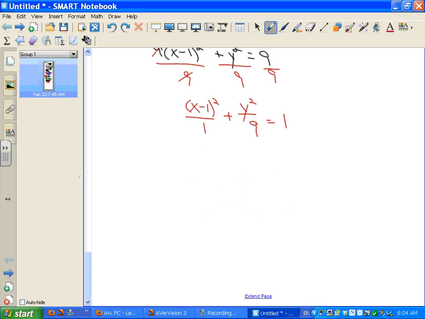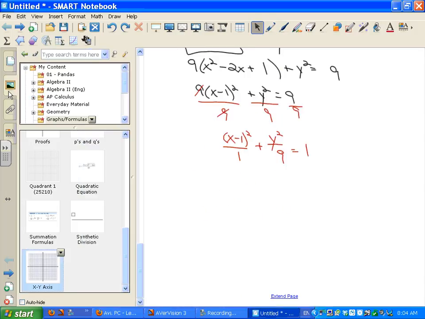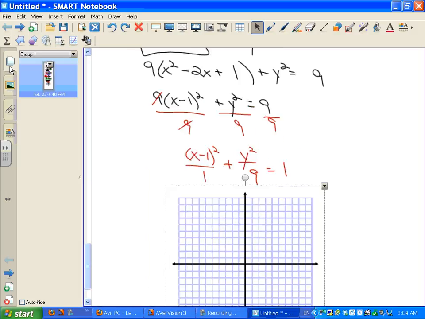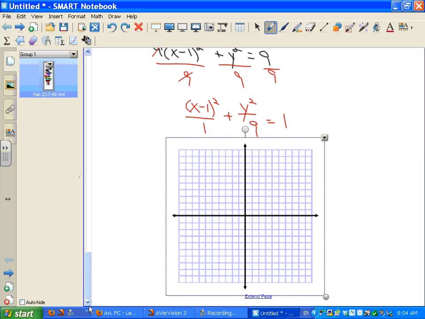All right, is this a left and right type or an up and down type? Up and down, because my bigger number is under the y. What is A? 3. What's B? 1. Center? 1, 0. Or 0, 1. Close. H goes with the x, so it's 1. Yeah, you were right the first time. So it's 1, 0, HK. 1, 0. So here's my center.